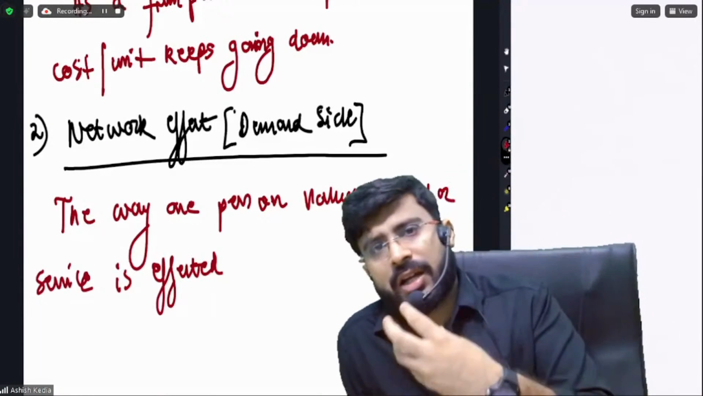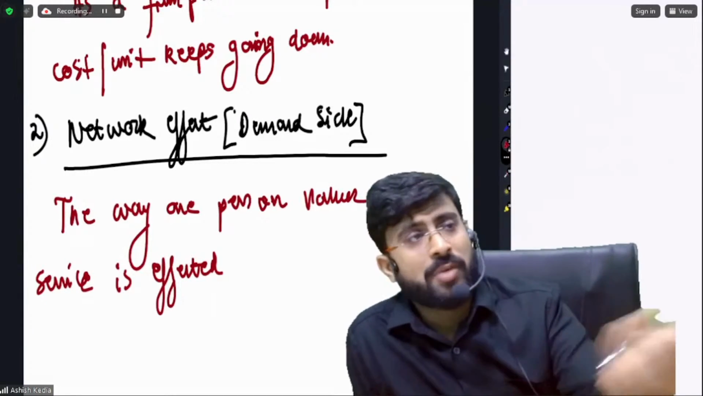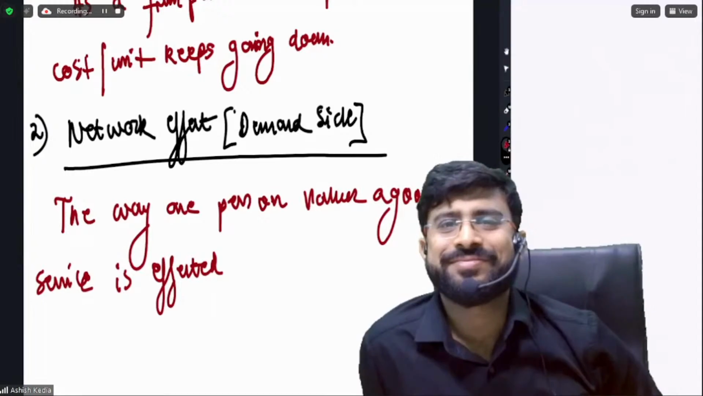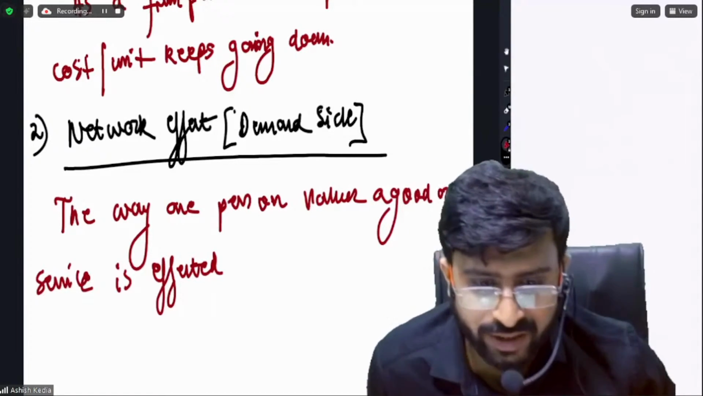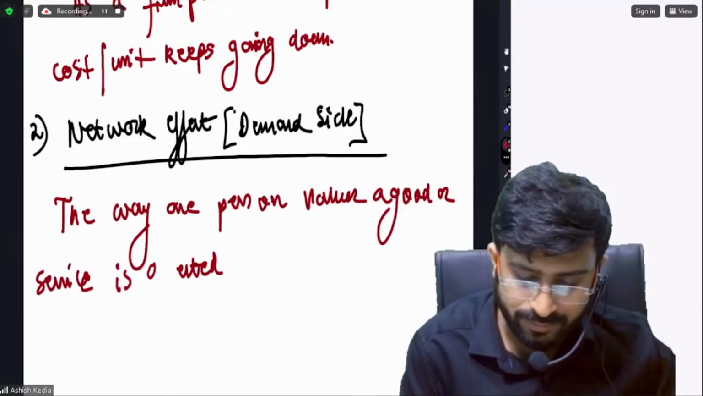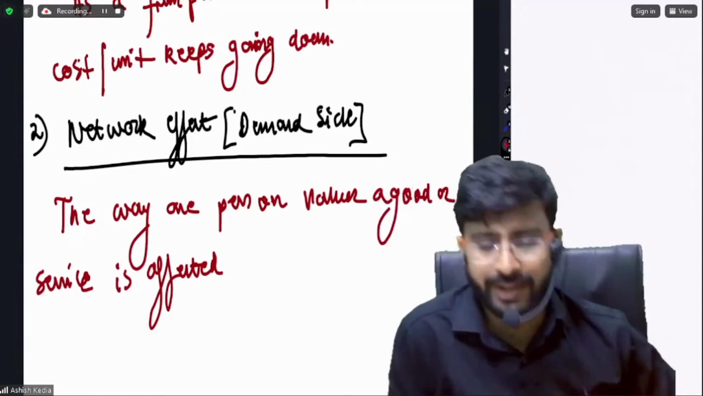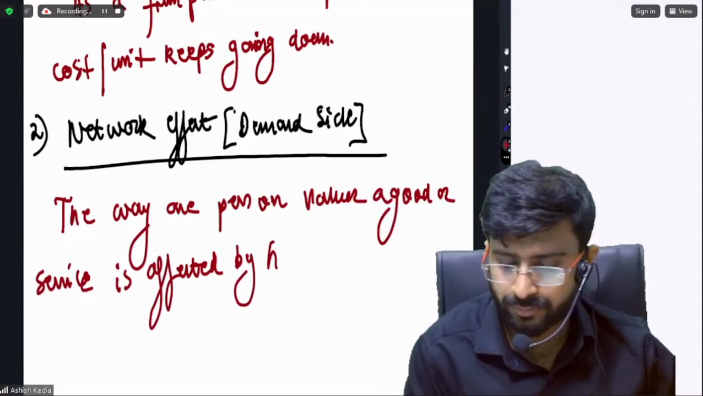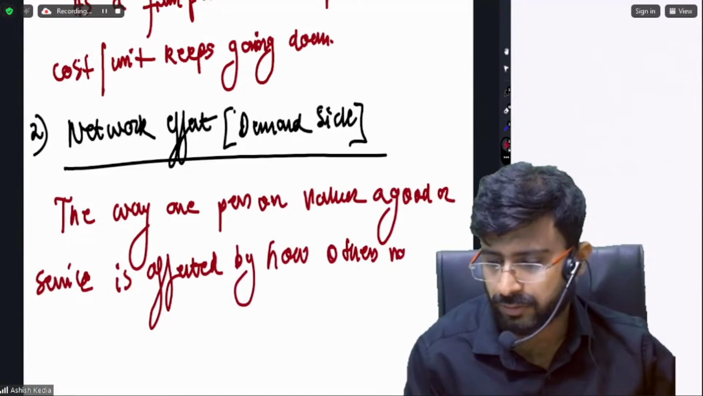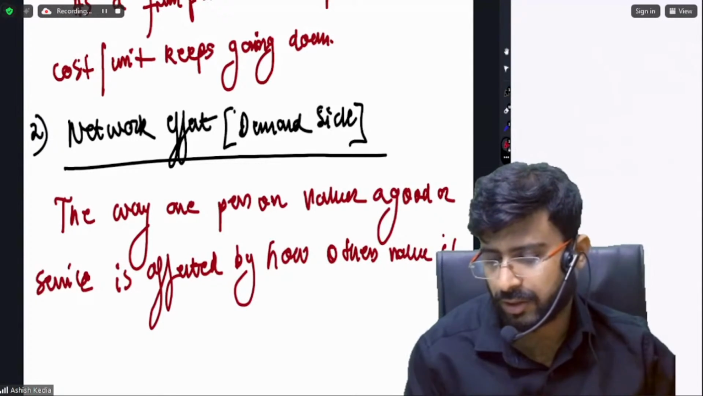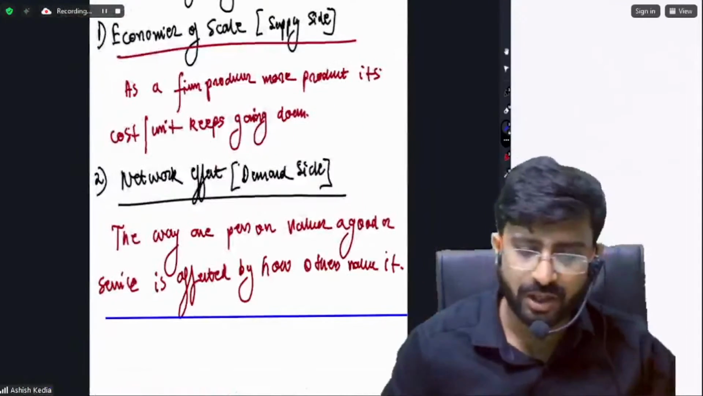एक चीज मुझे अच्छा लग रहा है. क्यों? क्योंकि मेरे दोस्त को अच्छा लग रहा है. The way one person values a good or a service is affected by how others value it. Friends, I hope it's crystal clear to everybody.